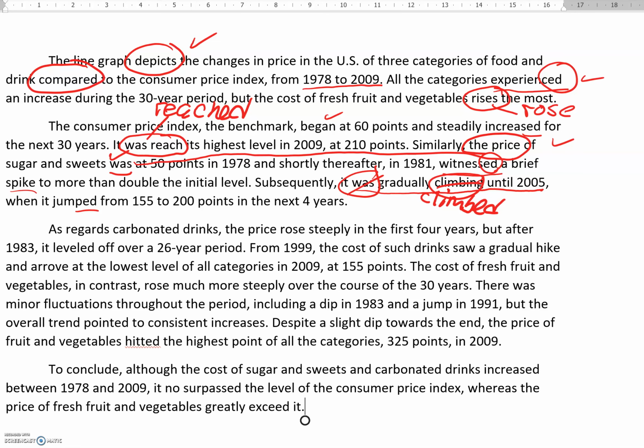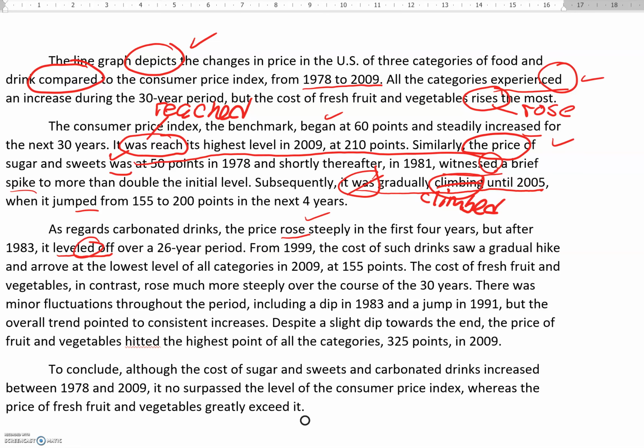Okay, next paragraph. As regards carbonated drinks, like Coca-Cola and that, the price rose, okay, this is the correct form, steeply in the first 4 years. But after 1983, it leveled off, okay, ED, good, simple past, over a 26-year period.